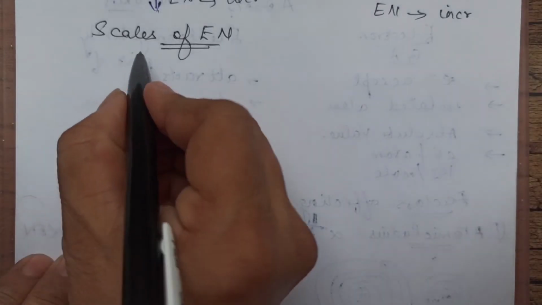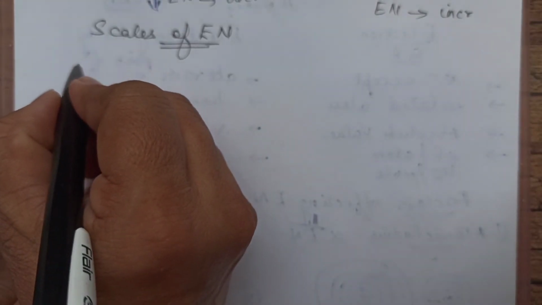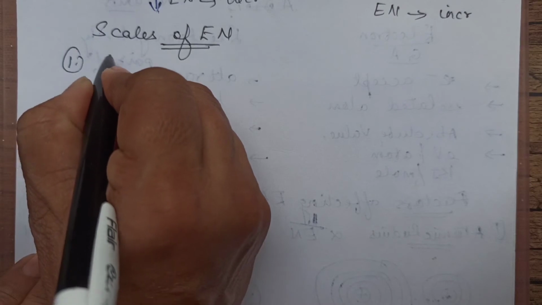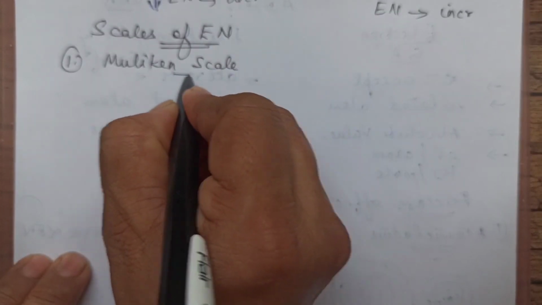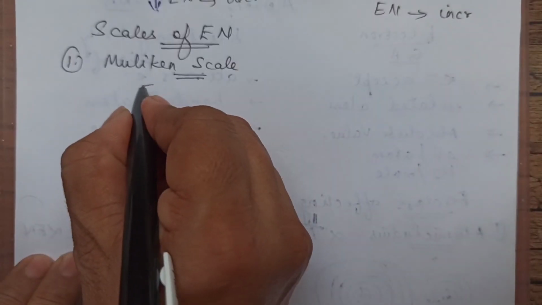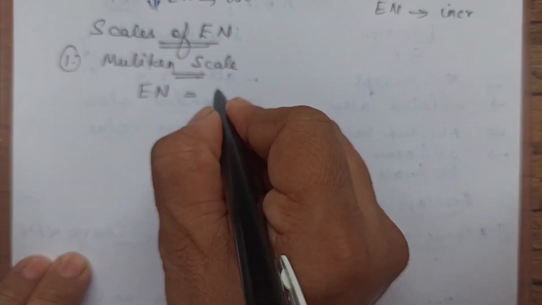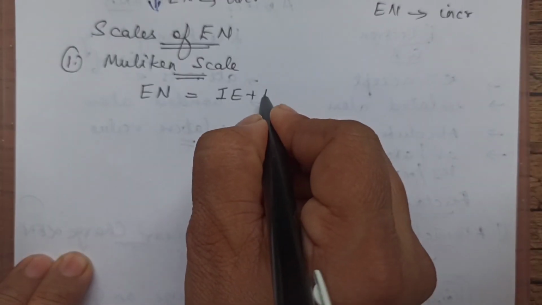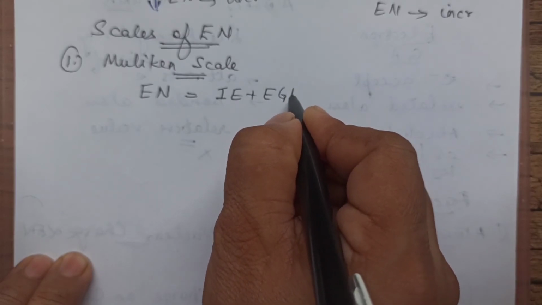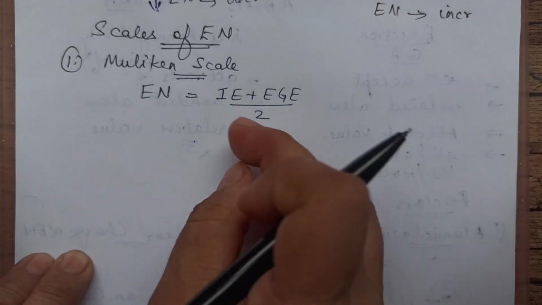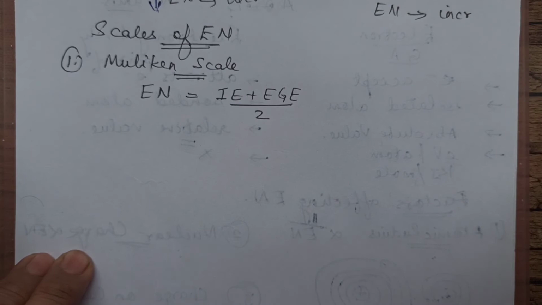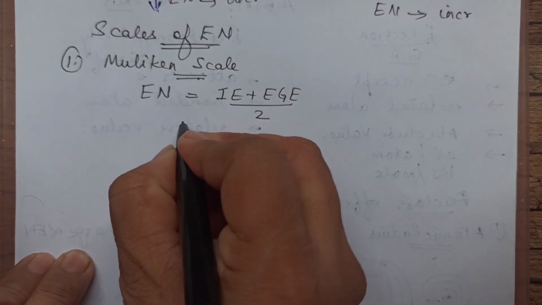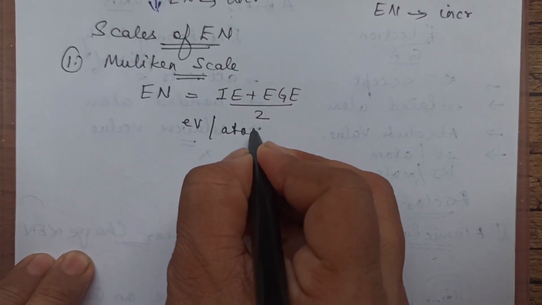Now let's see what are the scales of electronegativity. There are two main scales of electronegativity. The first one is Mulliken's scale. Now, what is Mulliken scale? According to Mulliken scale, electronegativity is the average of ionization enthalpy and electron gain enthalpy. That means if we know the ionization enthalpy and the electron gain enthalpy, you add the values and divide by 2. So the average will be the electronegativity. This is generally given in electron volt per atom.